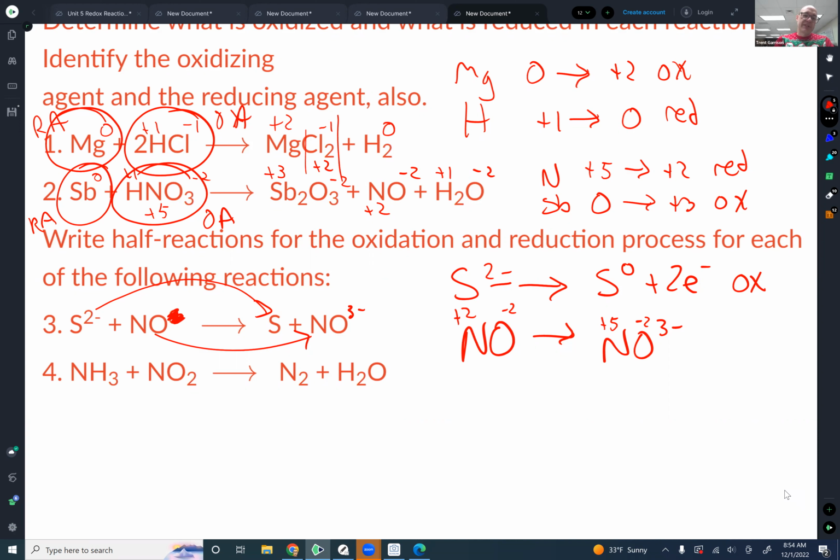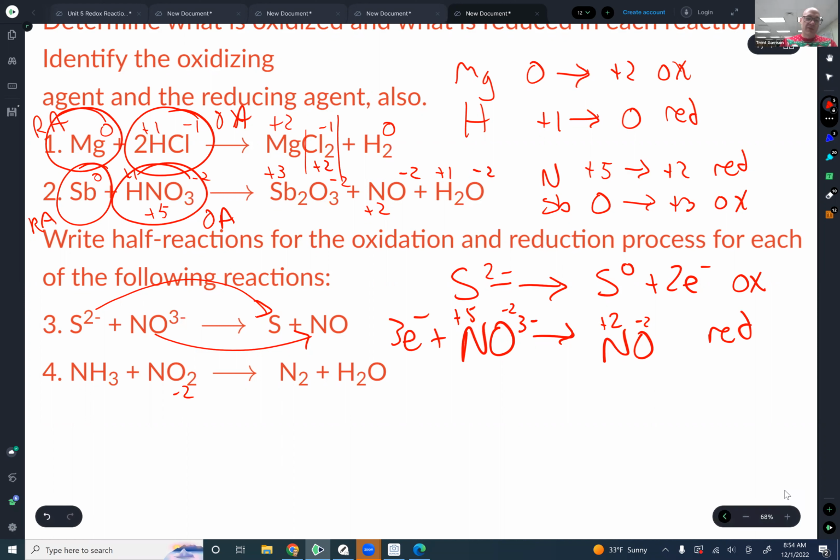Let me see if I had it right then. -3 on this side and a 0 on that side. I think that's what I meant to do. All right, so now I have a +5 on the left, and I have a +2 on the right. That means it's gaining electrons, and that's why I have it on the left. This is a reduction. Okay. That's correct.